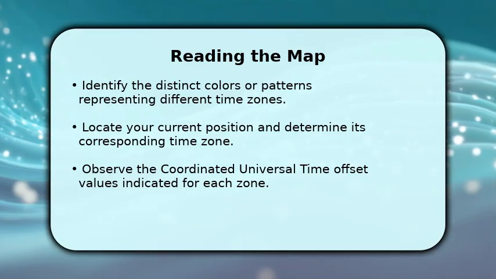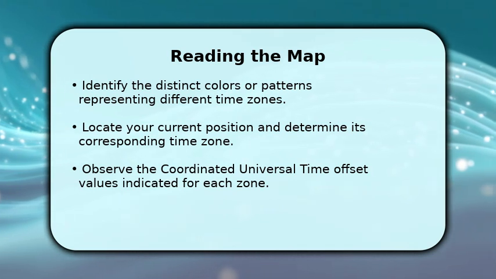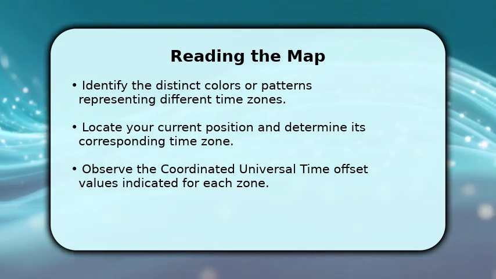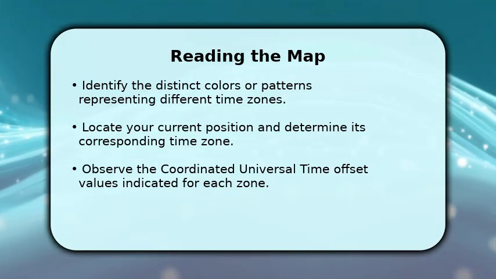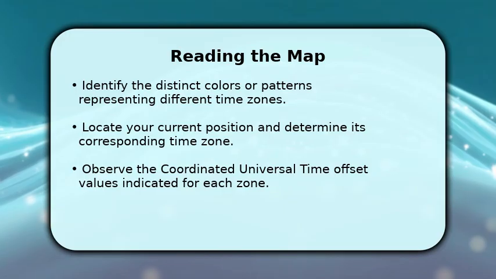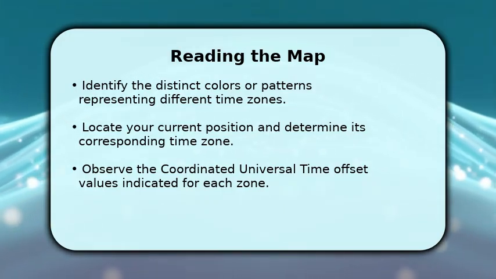Crucially, pay attention to the Coordinated Universal Time, or UTC, offset values. These numbers, like +5 or -8, tell you how many hours ahead or behind UTC a particular region is. This visual information is key to understanding global time differences at a glance.